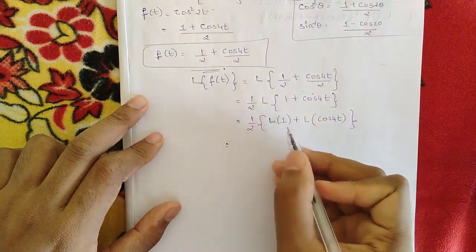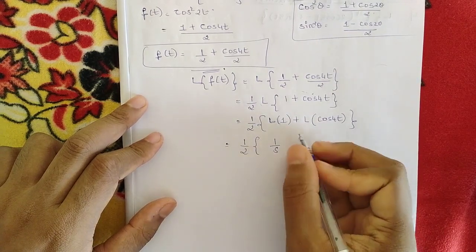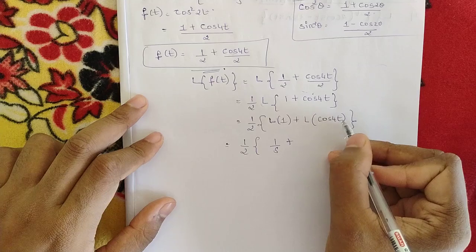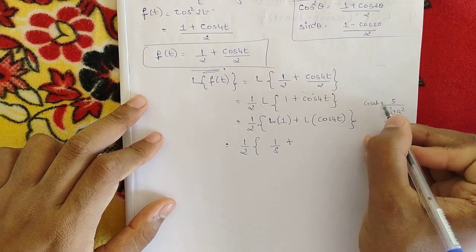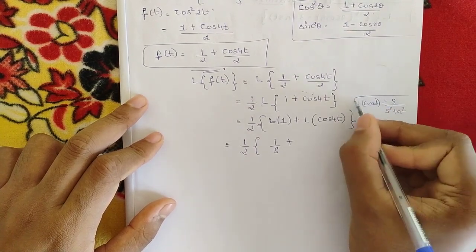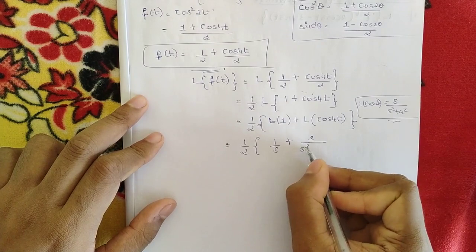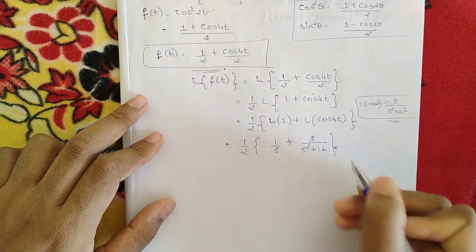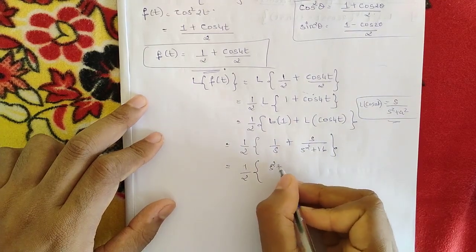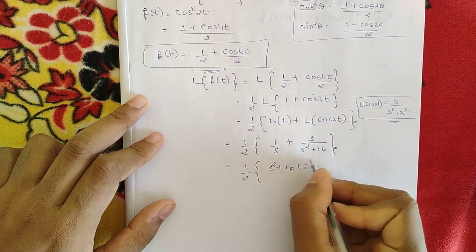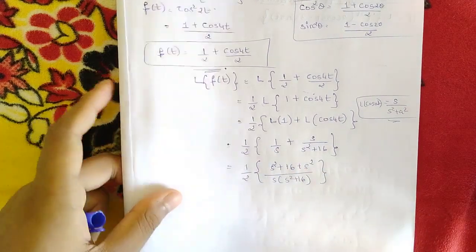So according to the elementary functions we have the Laplace transform of 1 and the Laplace transform of cos 4t. The Laplace transform of 1 is given by 1 by s, right? So I am substituting here, 1 by 2 into 1 by s plus the Laplace transform of cos at, which is given by s divided by s square plus a square, right? For cos at. So here in place of a we are having 4, so s divided by s square plus 4 square is 16. Okay, so nothing much to do now, just simplify, cross multiply: s square plus 16 plus s square divided by s into s square plus 16.